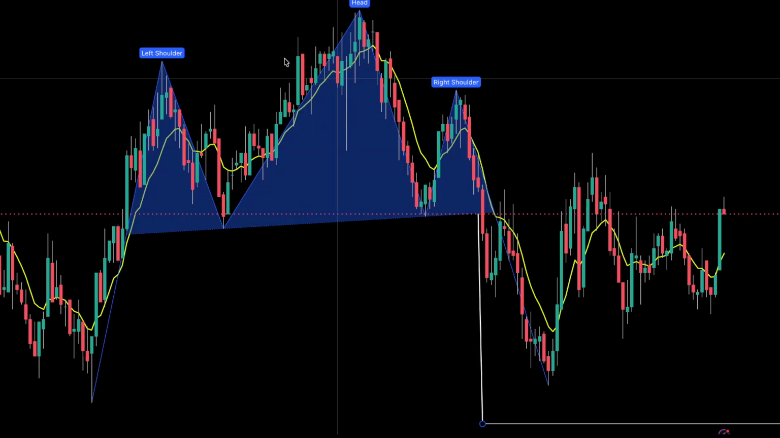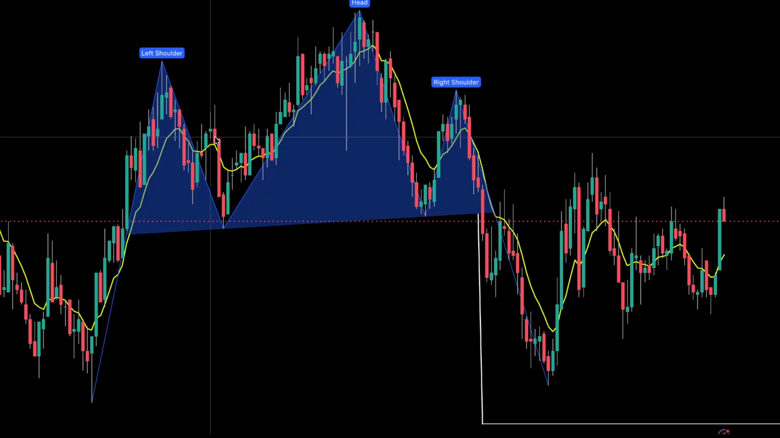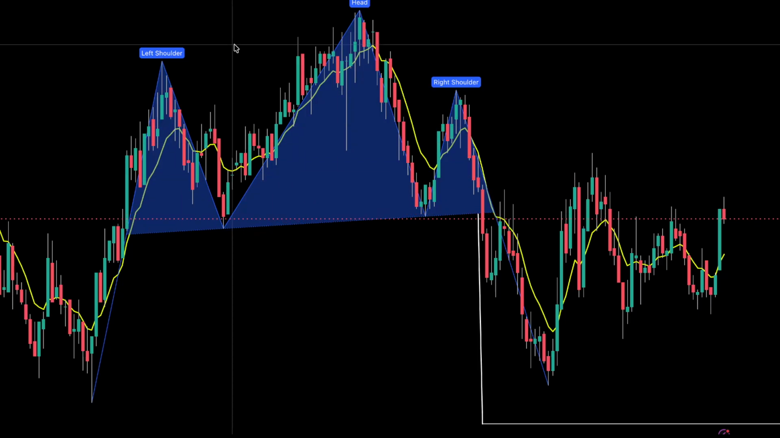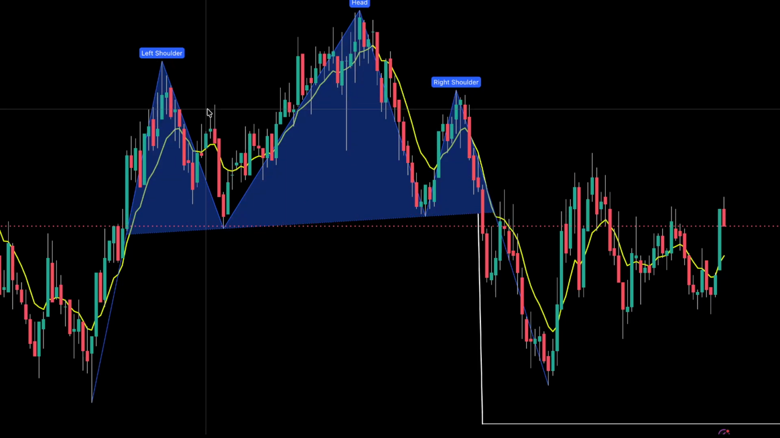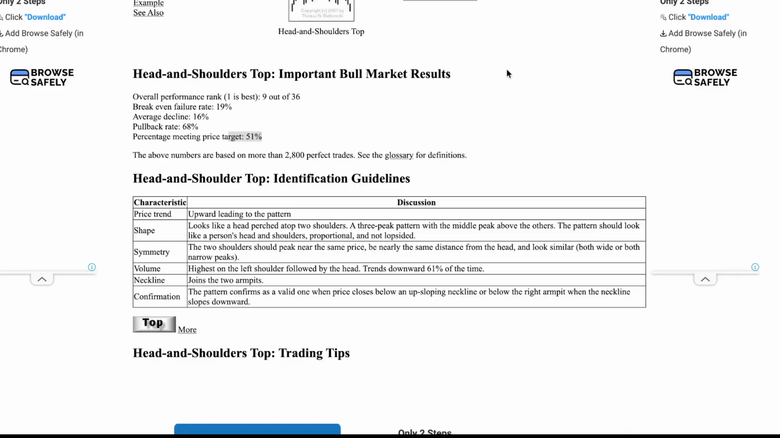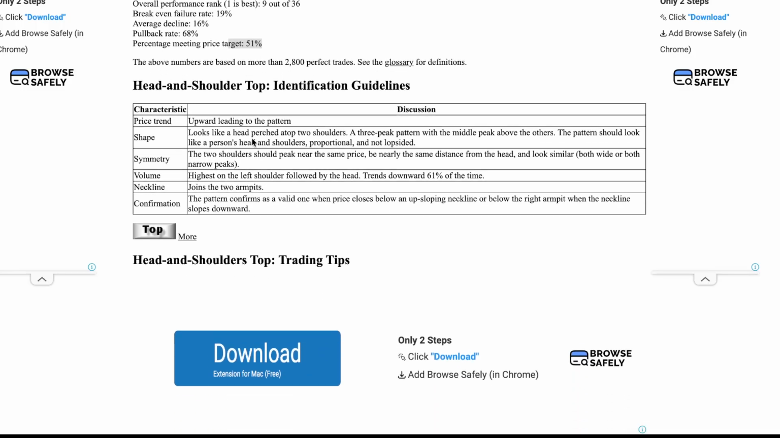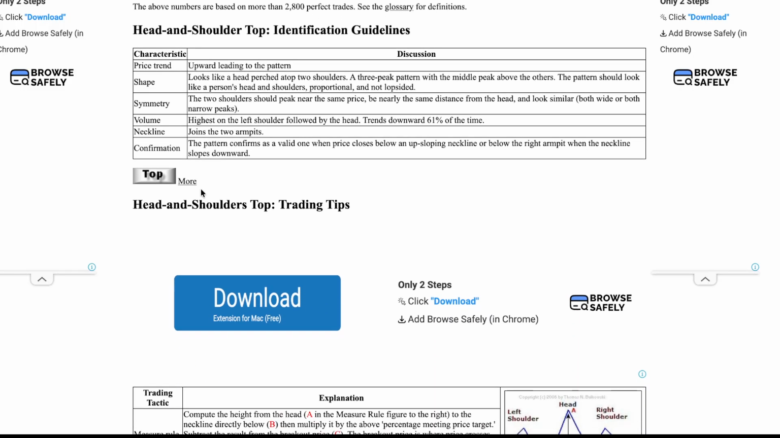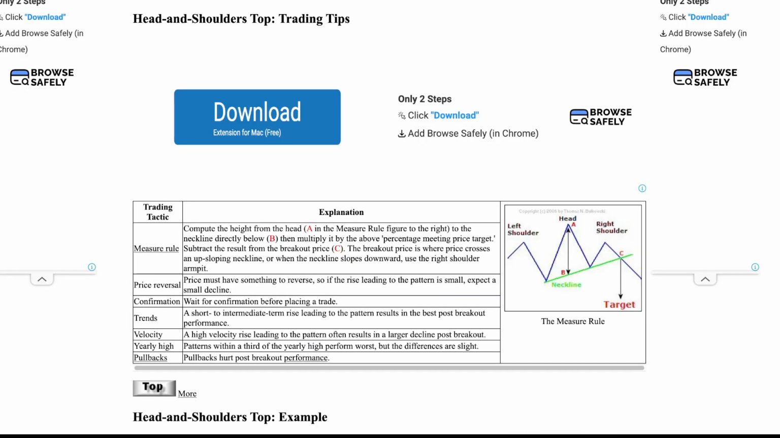Now, you can already see from this picture, you'd be like, whoa, man, it didn't hit the target. That's a stupid pattern. It doesn't work or whatever. You're right. But go back here. Remember what it said. 51% of the time. And he says in here, let's see if I can find it real quick. Oh, here we go. I found it.